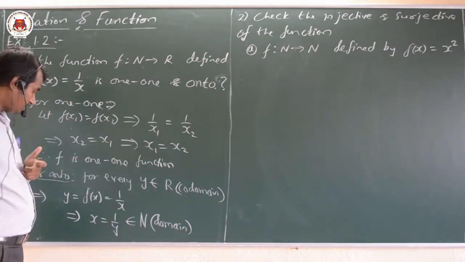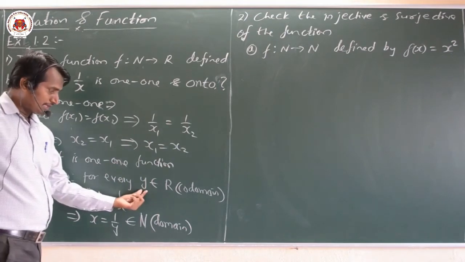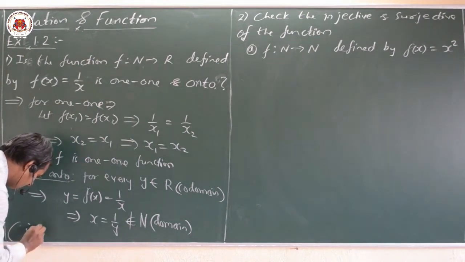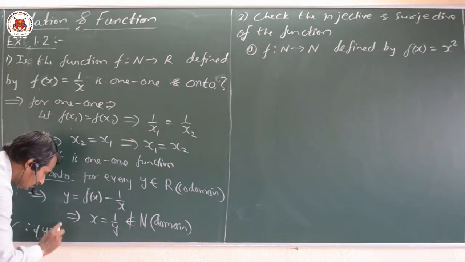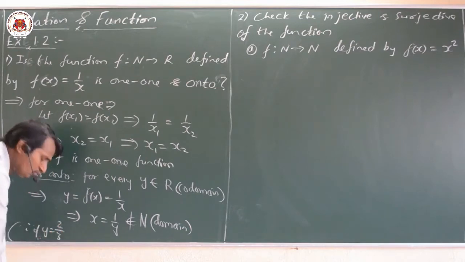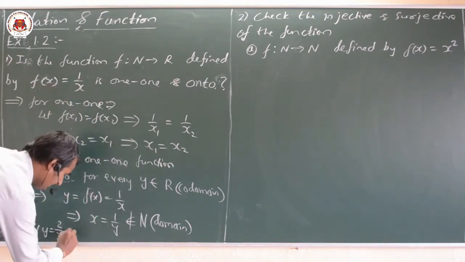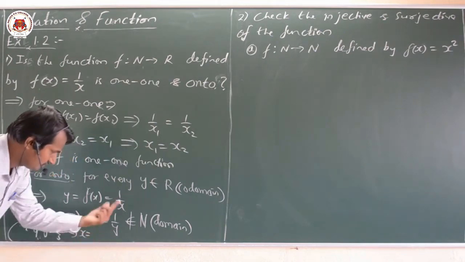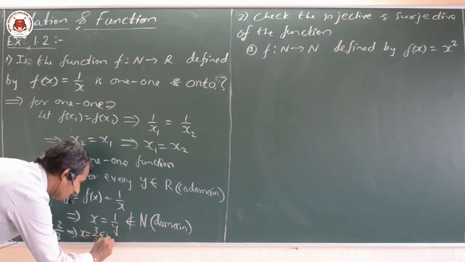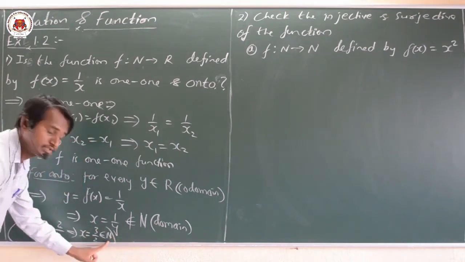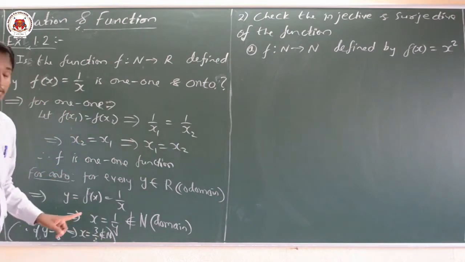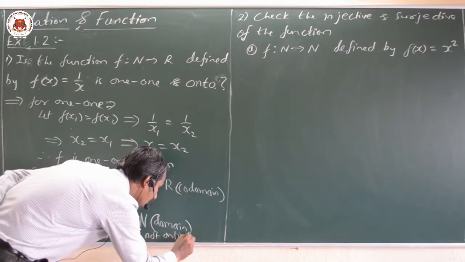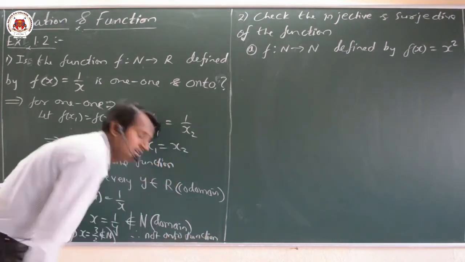We can take a simple example. For example, if y equals 2 by 3, or else you can take 3 by 2, nothing wrong in that. Then x is equal to, if I substitute y equal to 2 by 3, that is 3 by 2. Now does it belong to N? 3 by 2 is not a natural number. Therefore, what we can tell is that it is not an onto function.